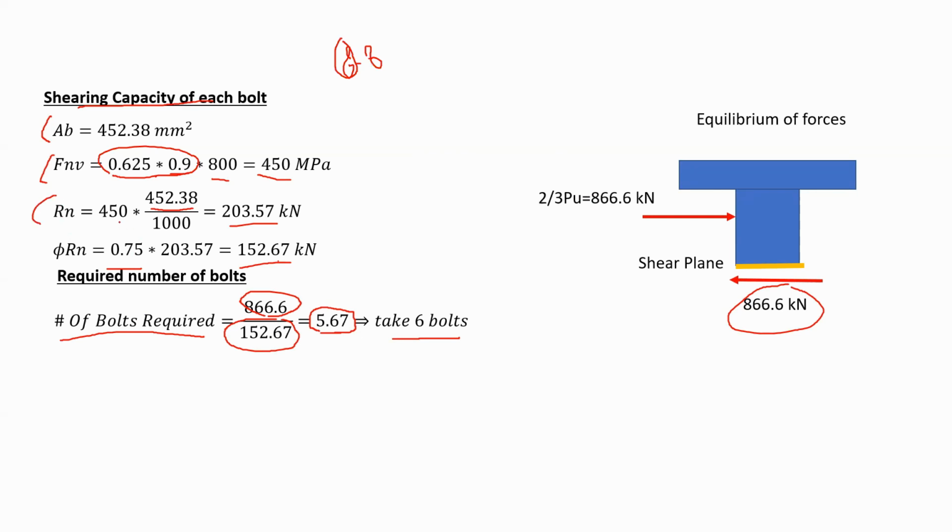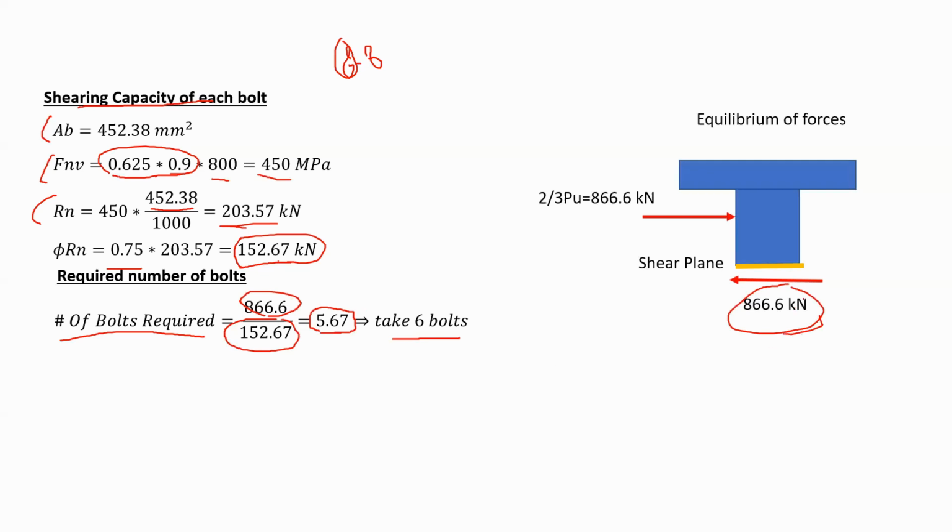Rn would be equal to 450 multiplied by the area of the bolt, divided by 1,000 to convert from newtons to kilonewtons. You get the capacity equal to 203.57 kilonewtons. Now multiplied by 0.75 to factor it according to LRFD, and you have the capacity of one bolt to be equal to 152.67 kilonewtons.